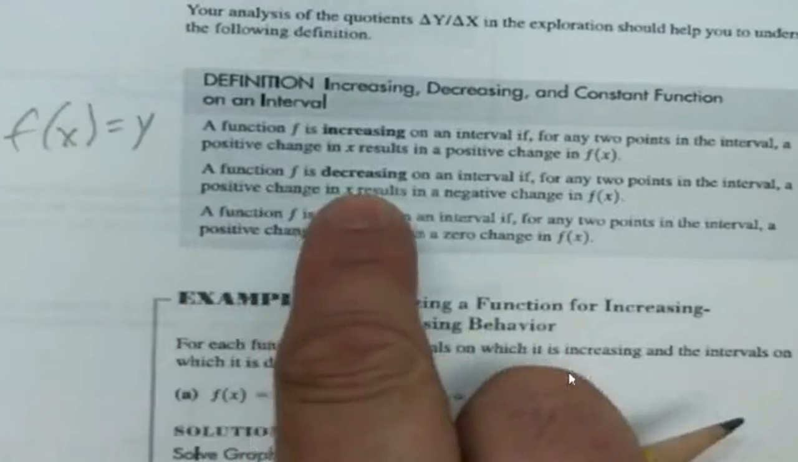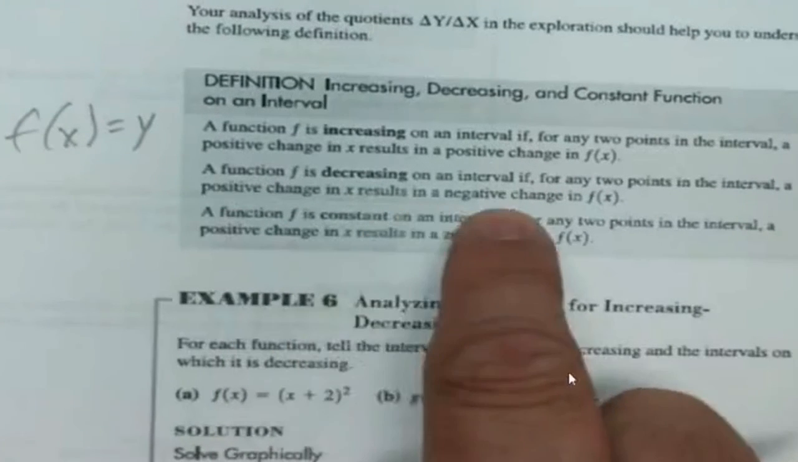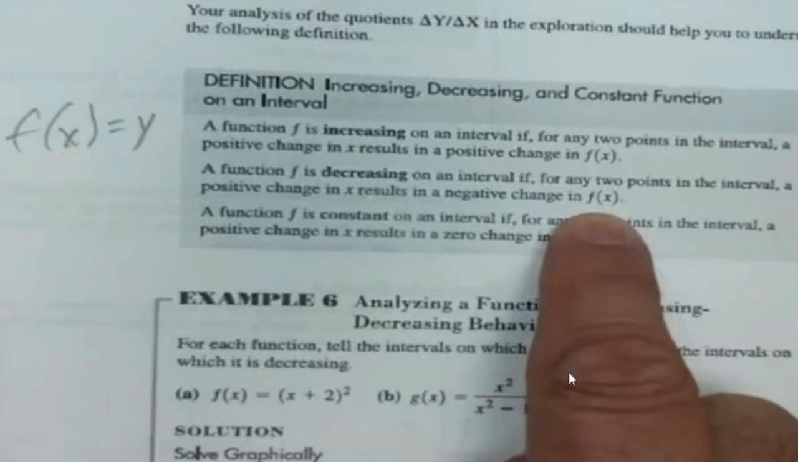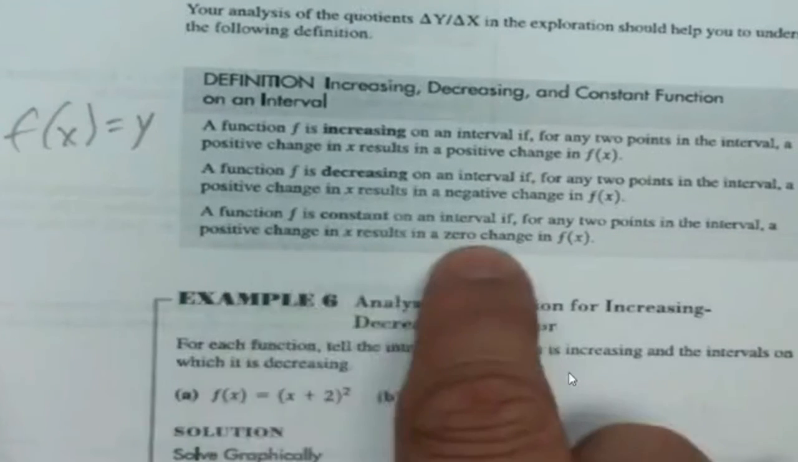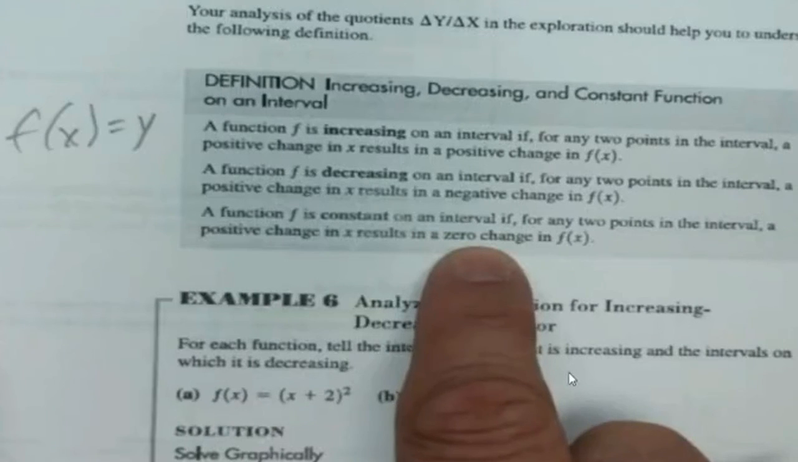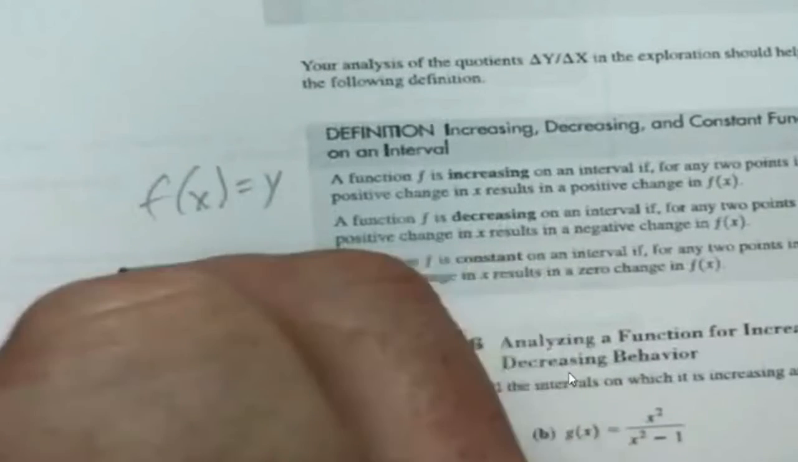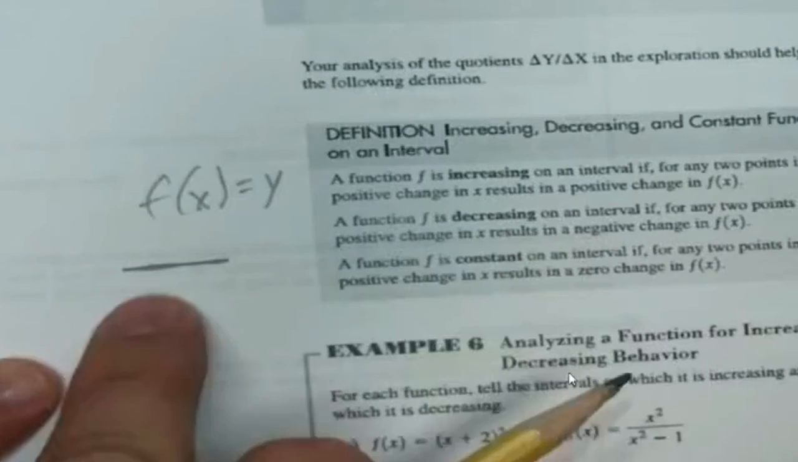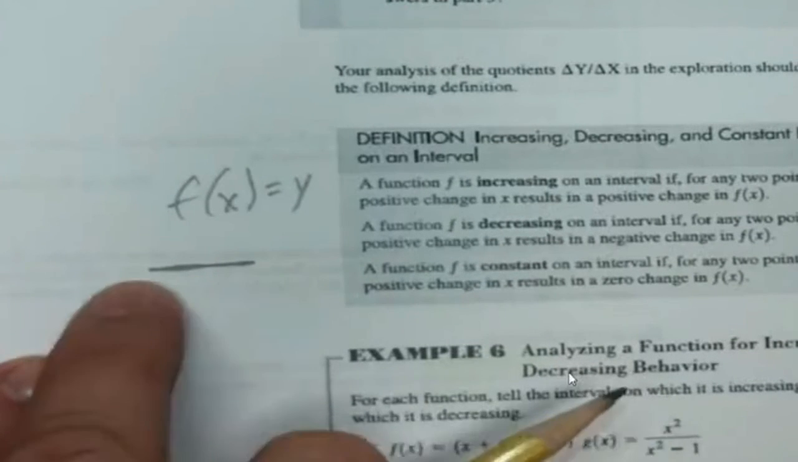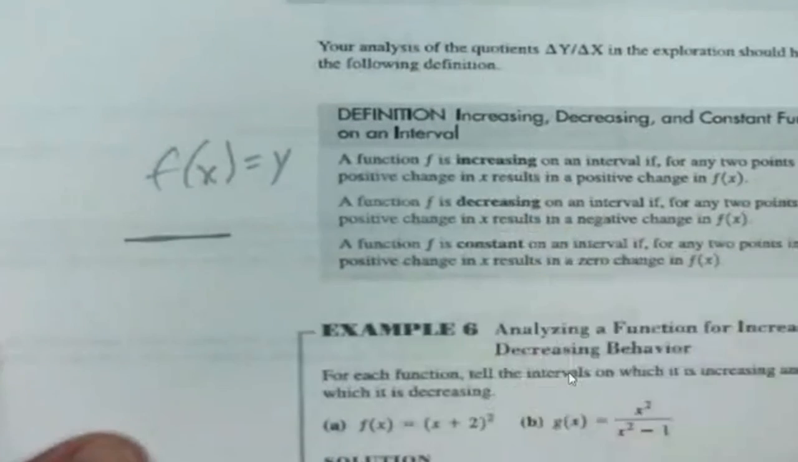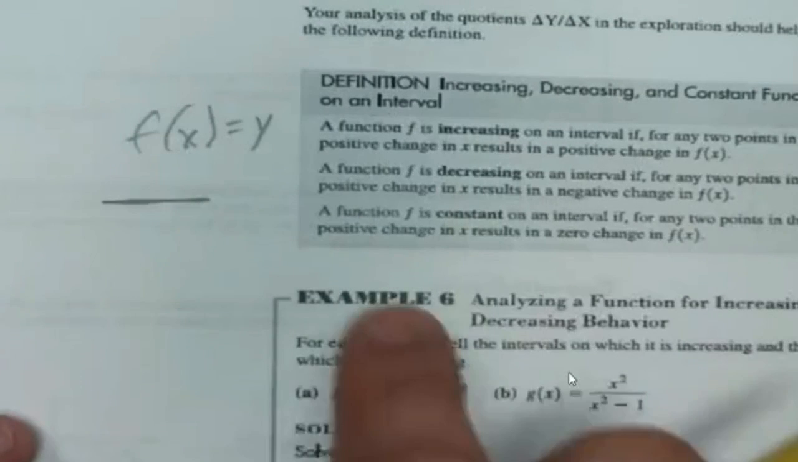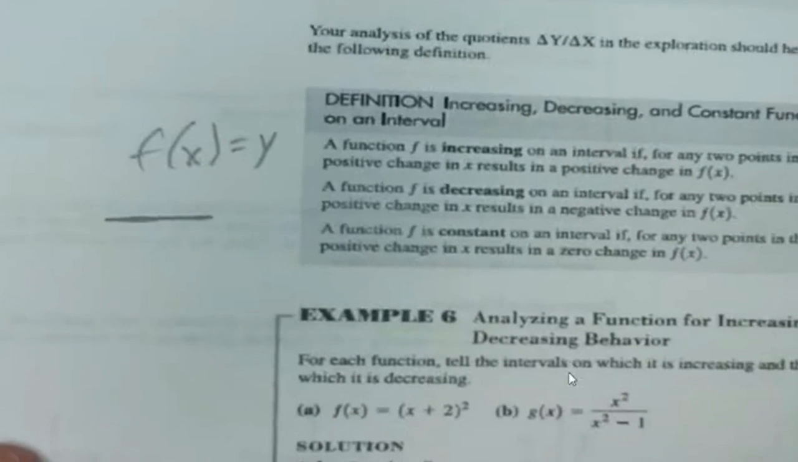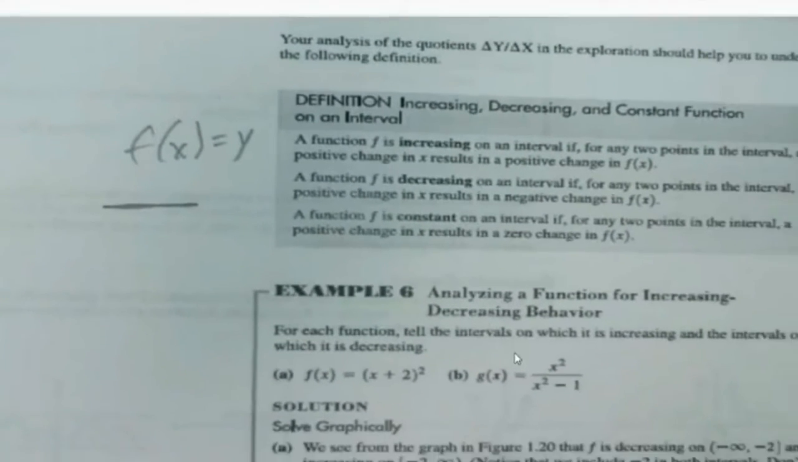Same thing, decreasing. For any 2 points in the interval, a positive change in x is a negative change in y. And it's constant if, for any 2 points in the interval, a positive change in x results in no change, a zero change, in the y. The y stays exactly the same. So increasing, decreasing, constant. But this is the math terminology. Learn to read the math terminology if you haven't done a lot of that before. Get used to the language. It will only benefit you as you move forward into college and those types of things.